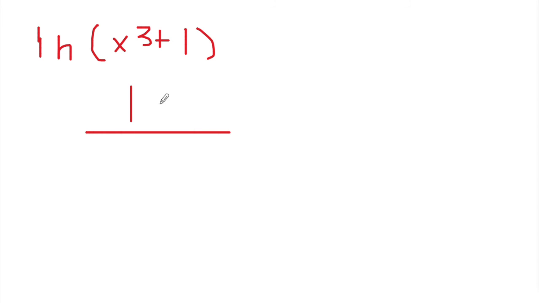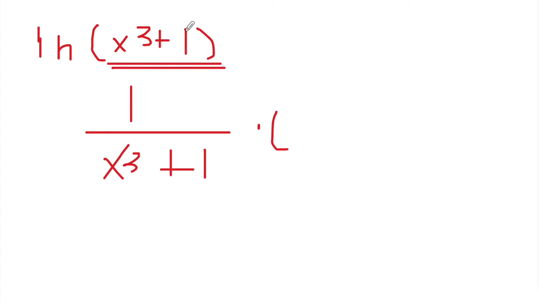So I'm going to start with 1. So ln of x cubed plus 1. So remember, the formula was 1 over x times x prime. So that's what we're going to do. It's 1 over, this is the x here technically, so it's x cubed plus 1, times x prime. And this is the x, so the derivative of that is 3x squared because the constant goes to 0. So that would be our final answer right here.